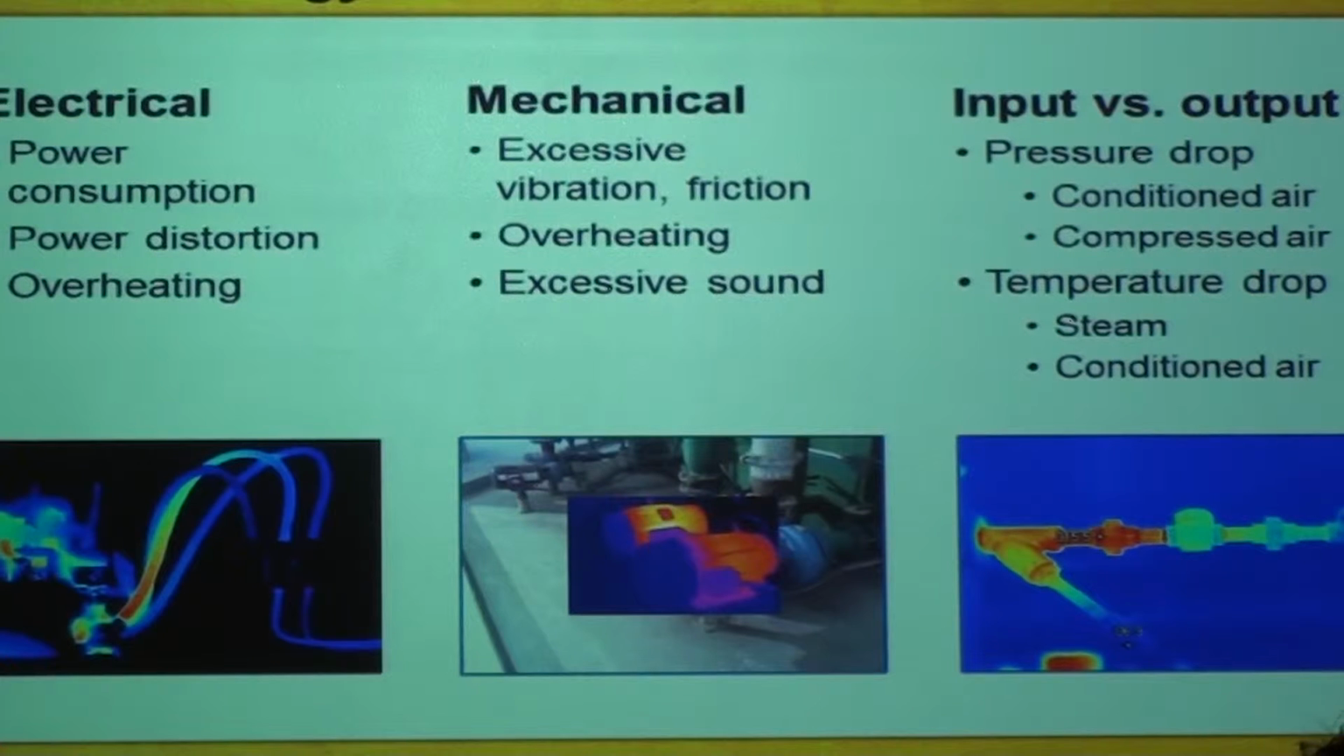Okay? Mechanical energy manifestation. Excessive vibration, friction is a sign of energy manifestation. Again, thermal, right? That friction is causing heat, overheating, excessive sound. The motor is making a really bad noise and it's actually telling you, come help me, and you're not listening.